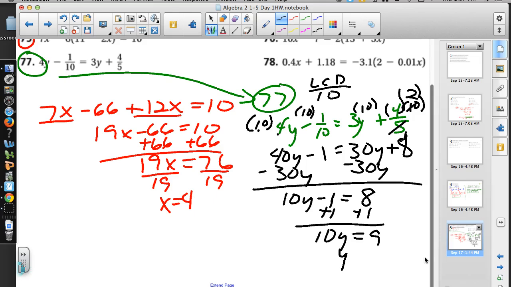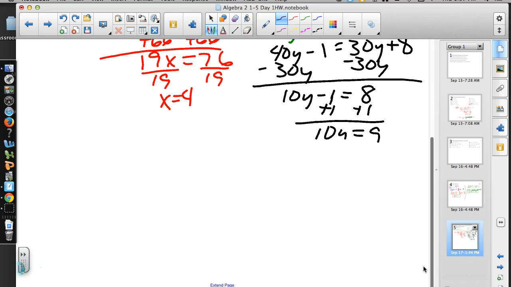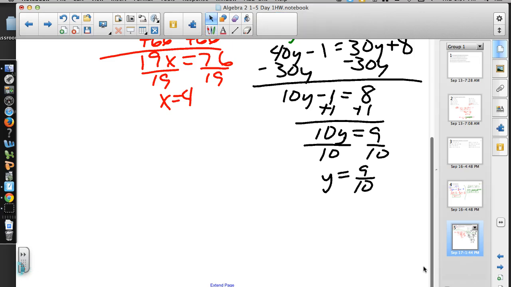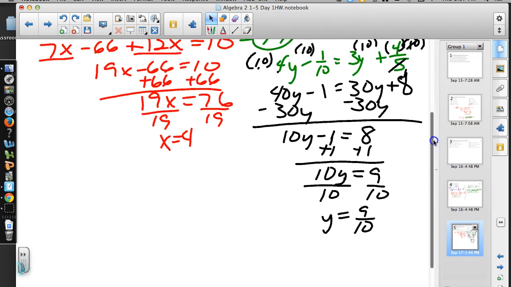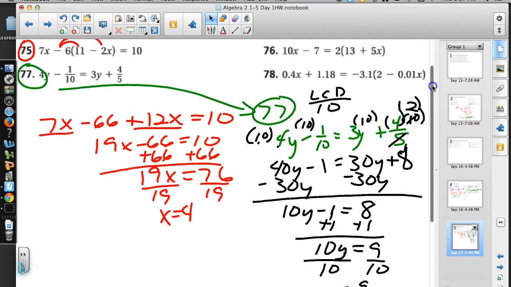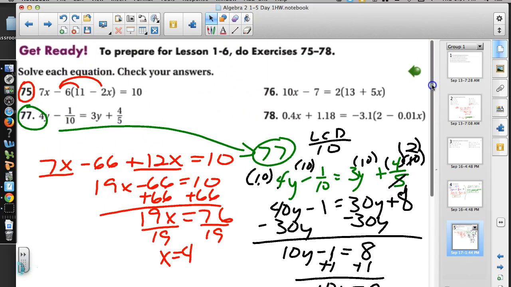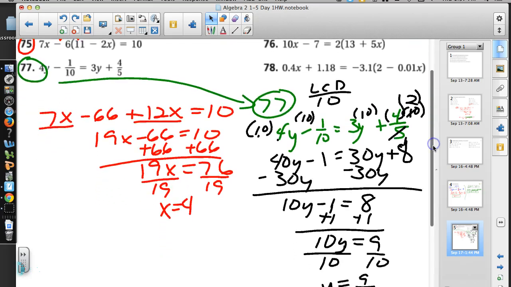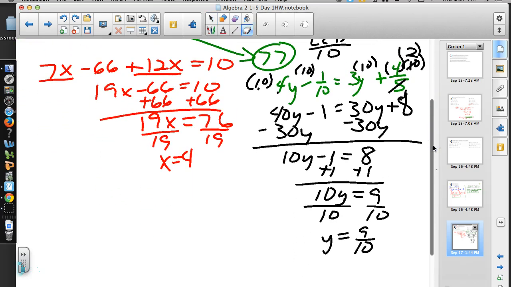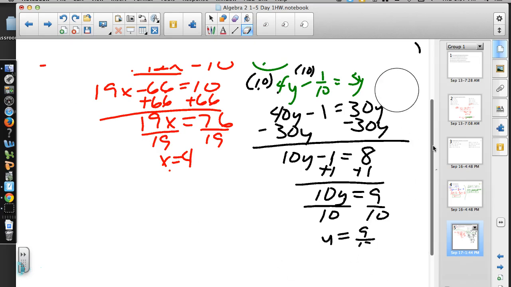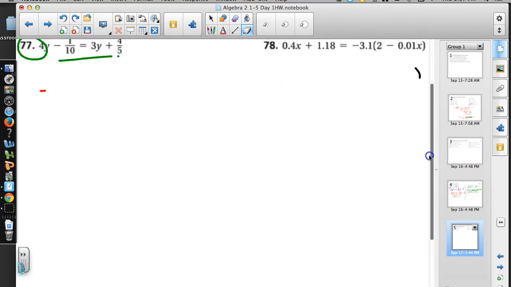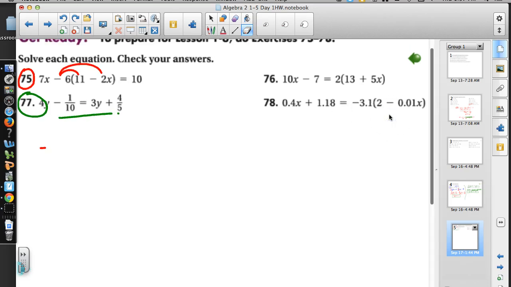And then divide by 10. Sorry, I don't want to skip any steps here. Get some more space. And y equals 9/10. And again, I know the instructions up here said that we should probably check our answers, or maybe in this case they didn't. Yes, they did. Said check your answers. But I'm just going to go ahead and fix this math for you. And once you have that, you can go back and you can check your answers just by substitution.